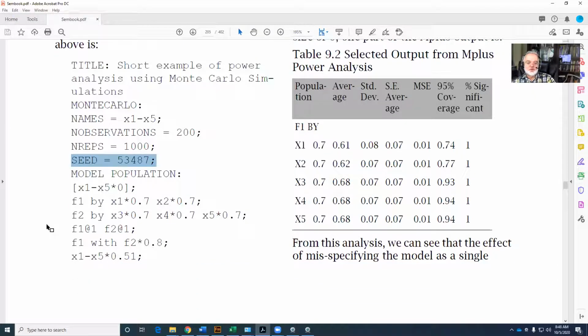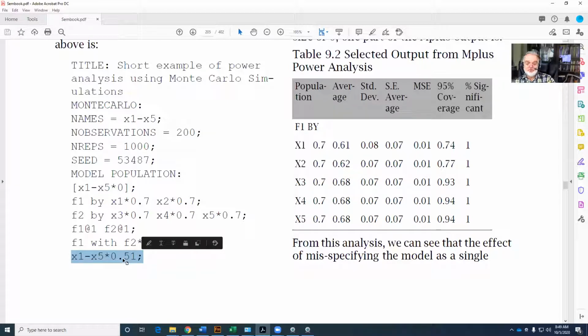And what comes down here are our values for the true model. So in the population, I'm going to say all 5 variables have a starting value mean of 0. And factor 1 has a starting loading of 0.7 for the first variable and 0.7 for the second variable. Factor 2 has 0.7s for variables 3, 4, and 5. The variance of factor 1 and the variance of factor 2 are fixed at 1. And the correlation, covariance, between factor 1 and factor 2 is 0.8. The error variances down here are 0.51.